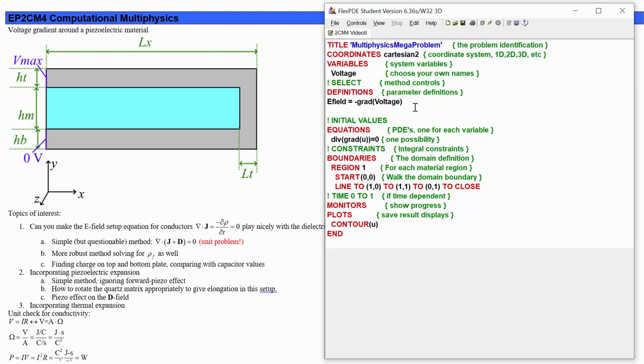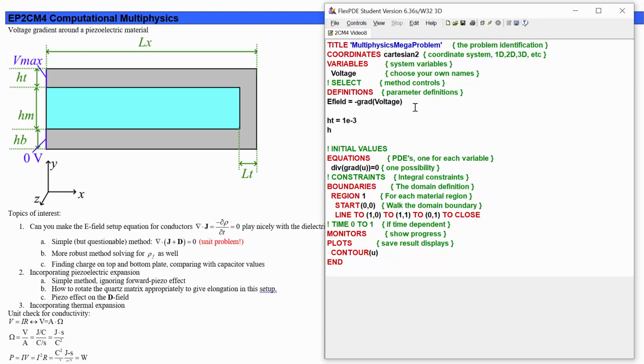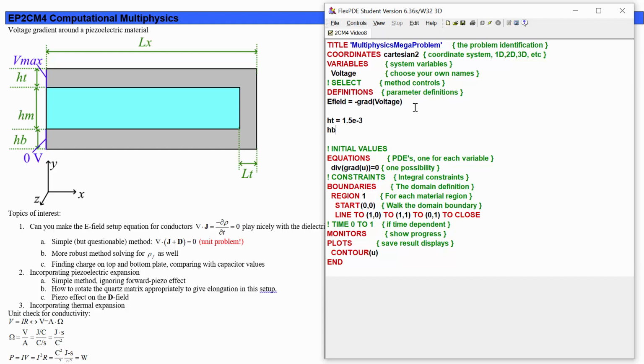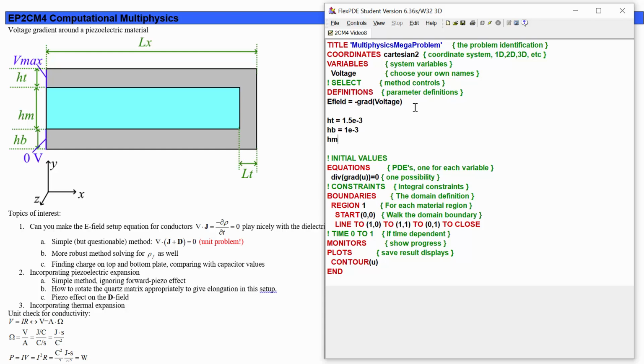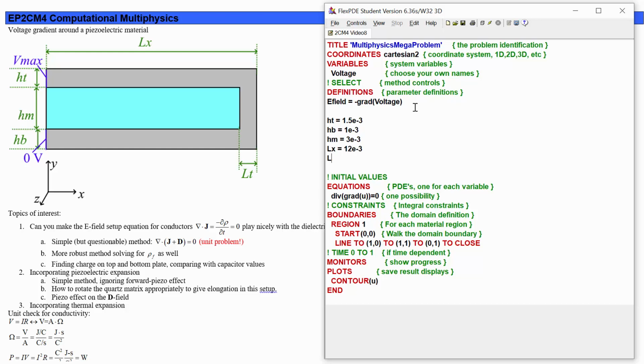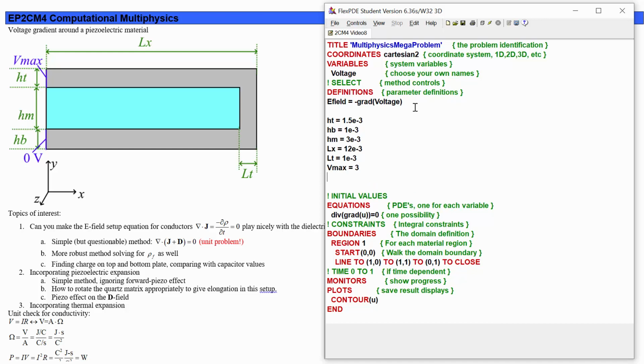Now what we're going to do is we're going to incorporate some parameters. Let's just say that the thickness of the top layer is equal to 1e minus 3, and we'll say, let's go with 1.5e minus 3, and then the bottom layer thickness is equal to 1e minus 3. Let's say that the mid thickness is 3e minus 3, and the length in x is 12e minus 3. We'll make it a bit longer, and then we'll say that the little bit of length at the end there is 1e minus 3. We'll put in a maximum voltage of 3 volts for now.